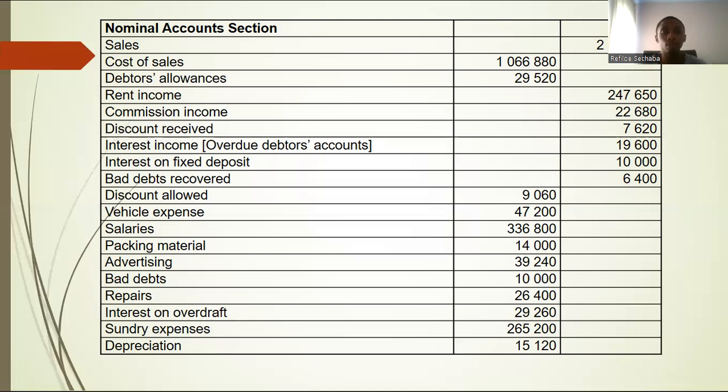Advertising is 39,240. Bad debts is 10,000. Remember, bad debts will be increased by any debt that we write off. Okay, and then we've got repairs, we've got interest on overdraft. Please note, interest on overdraft is interest expense. It will be written at the bottom of your income statement as such. And we've got sundry expenses and depreciation, which is given to you in this case.